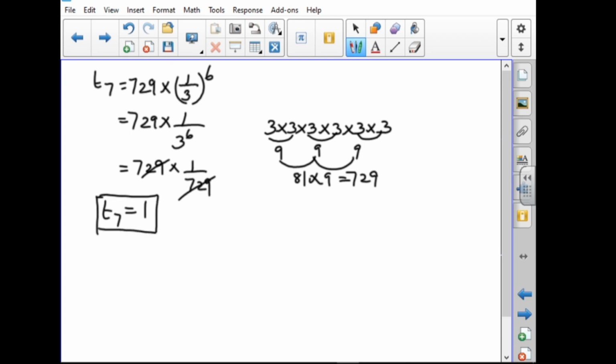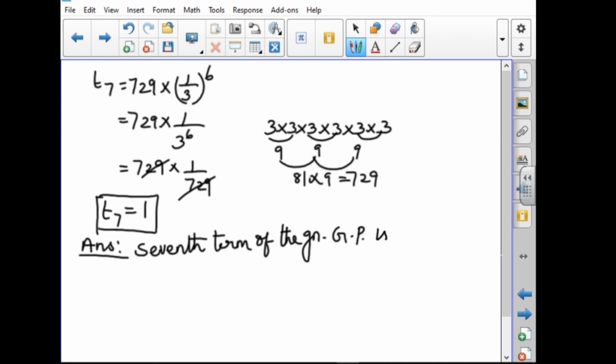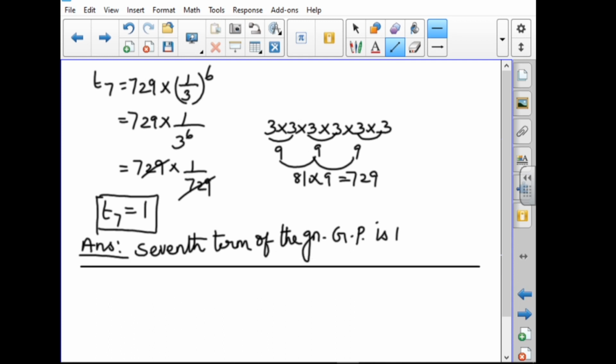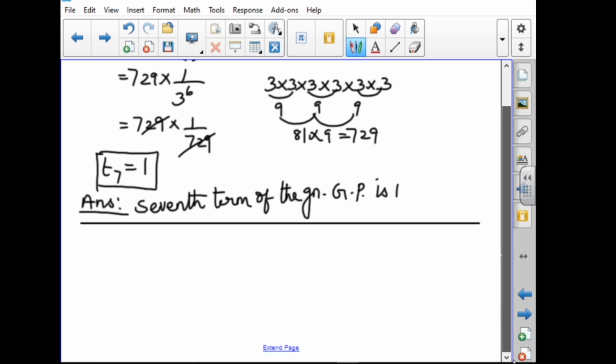The question is not T7, so write the answer as 7th term. 7th term of the given GP is 1. Now fourth sum. Fourth one.